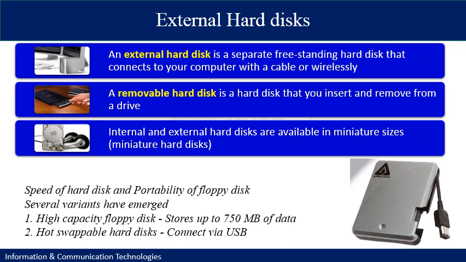So the first one is the high capacity floppy disk, which stores about 750 MB of data. However, it is not widely used. But on the other hand, we have the hot swappable hard disk, which connects through a USB port, and these kinds of external hard disks are quite widely used.